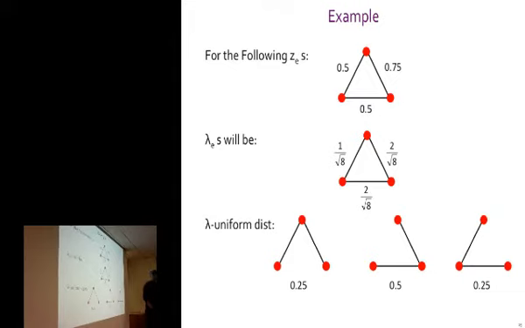One of the bottom edges should be 0.75? Say it again? The bottom edge should be 0.75. Oh, 0.5. Yeah, you're right. Sorry, this should just be 0.5. Yeah.